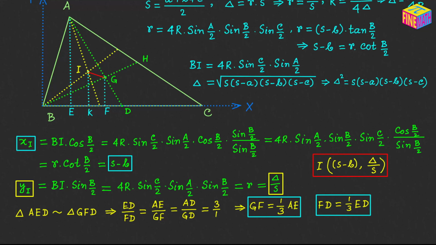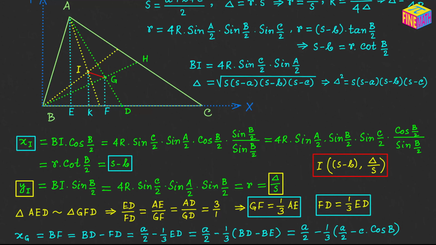Next, we are going to find the x coordinate of the centroid, which is the distance BF. And BF can be written as BD minus FD. Now, what is BD? Well, D is the midpoint of BC, which is the side length a. So BD will be half of a. And what is FD? Well, FD is actually 1/3 of ED. And in place of ED, we can write BD minus BE. Again, BD is half of a. And BE can be written as AB times cosine of B. And AB is the side length c, so we can write it as c times cosine of B.